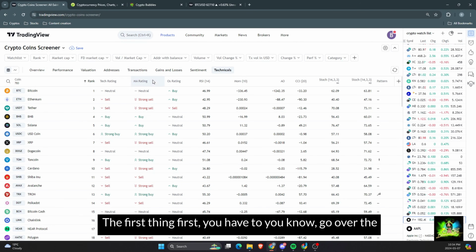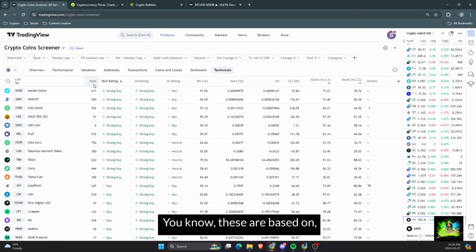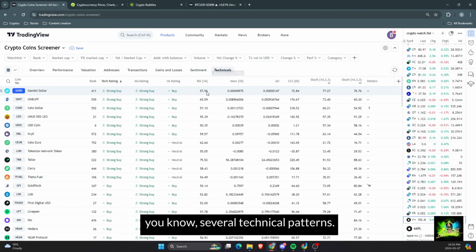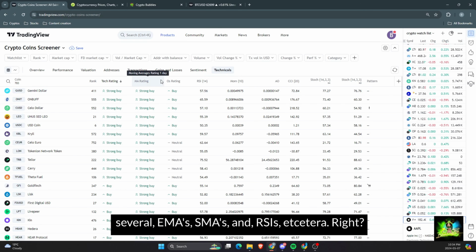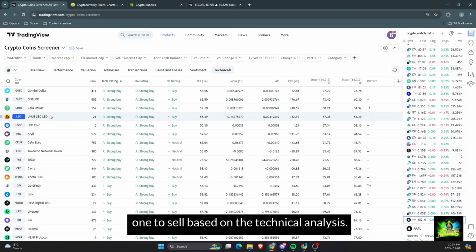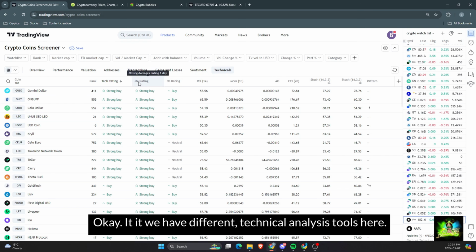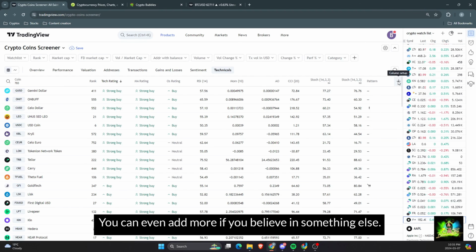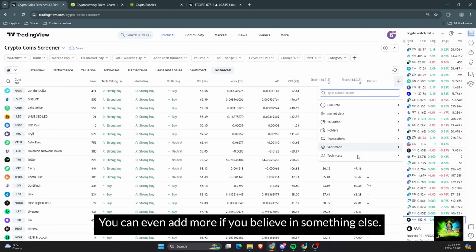First things first, you have to go over the technicals and find out which one has a good rating. These are based on several technical patterns, like the several EMAs, SMAs, and RSIs, etc. These are to filter out which one to buy and which one to sell based on the technical analysis. We have different technical analysis tools here. You can even add more if you believe in something else.